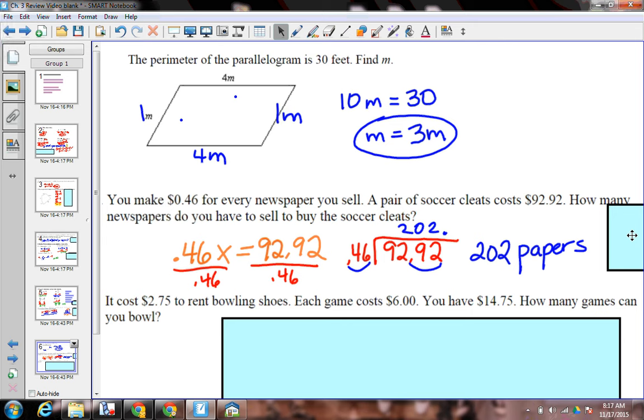Yes, decimal division. Just be careful. There is a 0 in there, because when you get to that 9, you cannot divide it by 46, so you put a 0 over it. So our final answer is 202 papers.